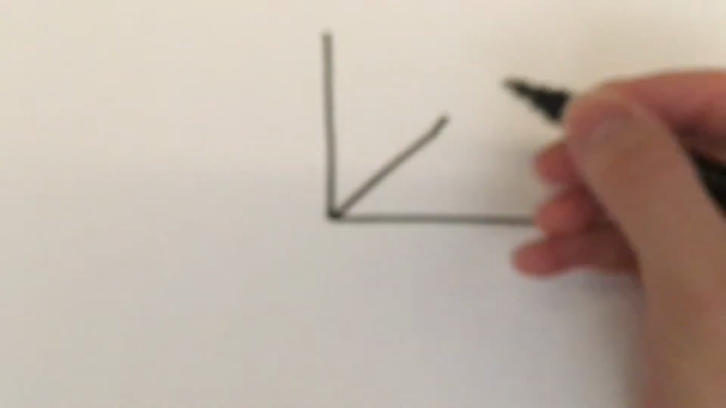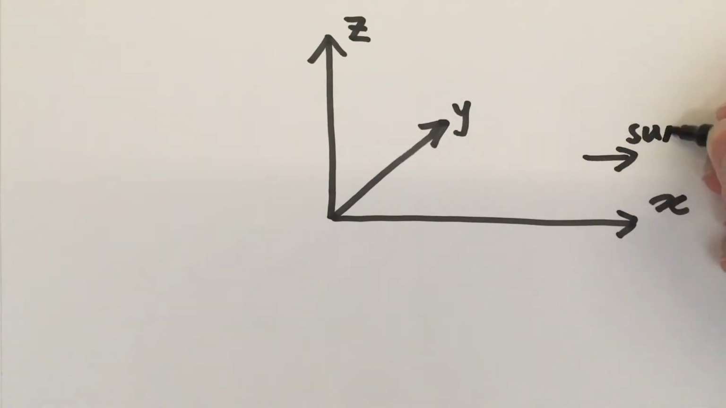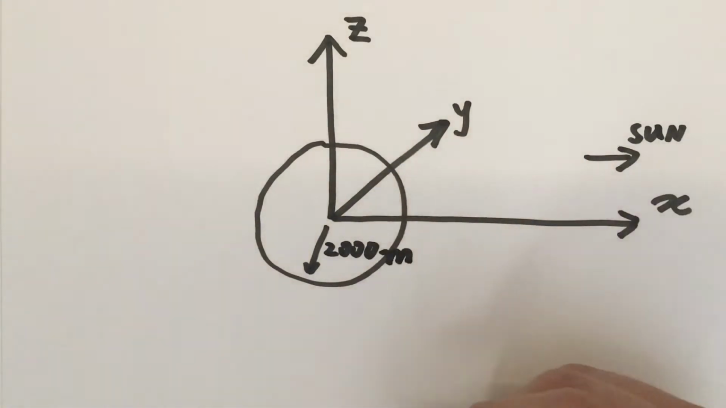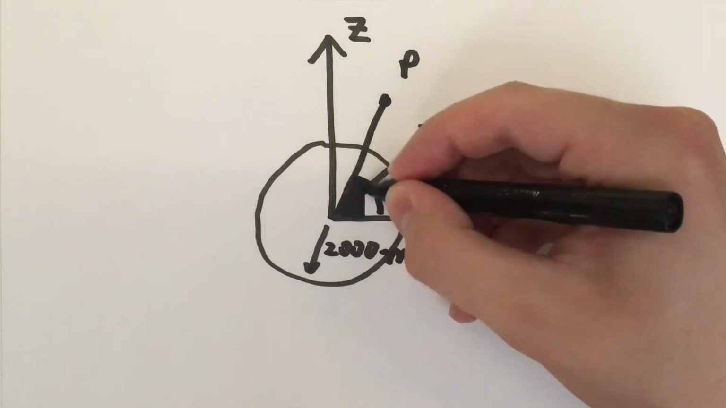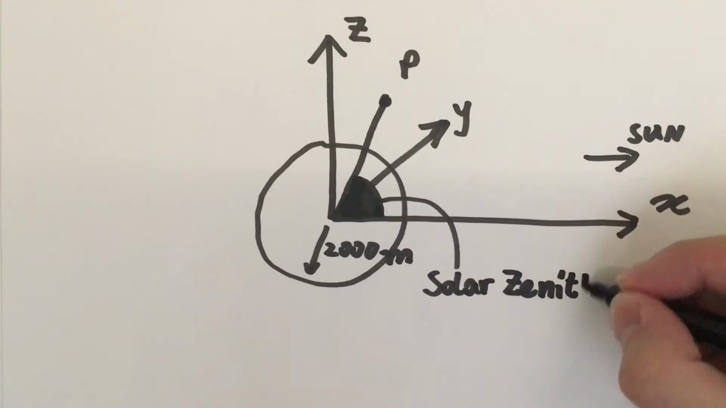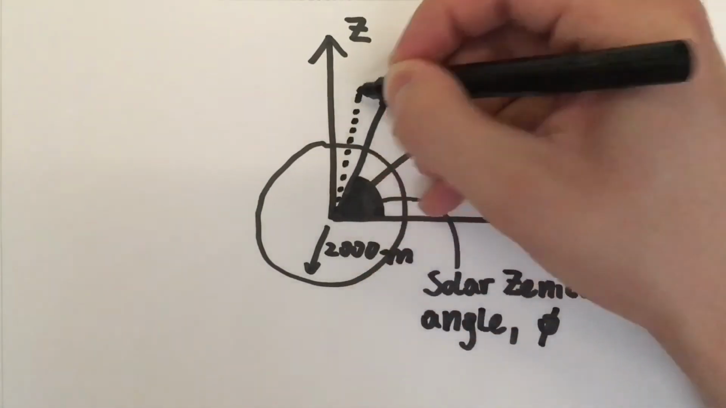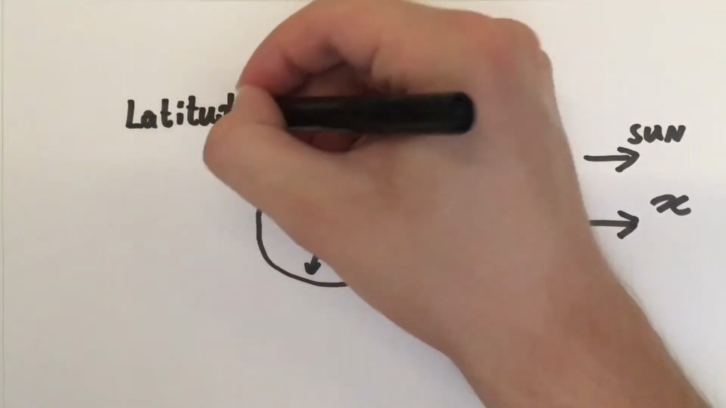For the following explanation, the comet is located at the center of our coordinate system, with a nucleus of 2,000 meter radius. The Sun is located in the positive x direction, and the solar zenith angle is the angle made between the positive x-axis and a line representing the position vector of the point of interest. A solar zenith angle of pi/2 defines the terminator plane, or the yz plane. The latitude is the angle between the positive z-axis and the projection of the position vector of the point of interest onto the yz plane.